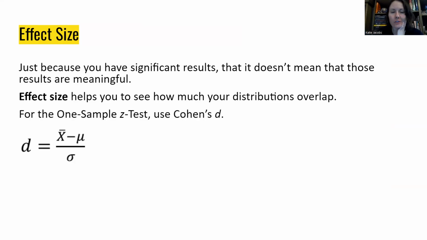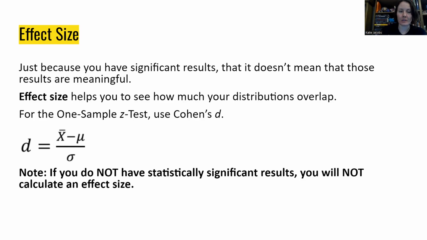So for the one sample z-test, we're going to use something called Cohen's d. So we have that lowercase italicized d, which is the symbol for Cohen's d. Please put that on your symbol sheet if you haven't already. And that's going to equal our sample mean minus our population mean divided by the population standard deviation. Okay, so basically this is just seeing how far apart they are. Again, if you do not have statistically significant results, you will not calculate an effect size.